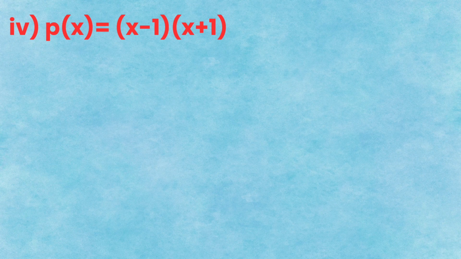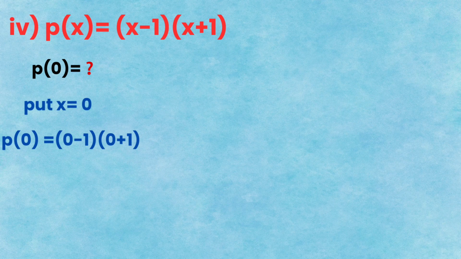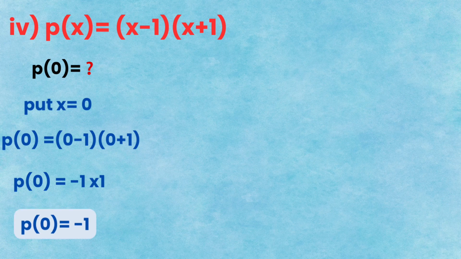The last polynomial is Px is equal to x minus 1 times x plus 1. First we find P0. For this, put x is equal to 0. Here the expression will be P0 equals to 0 minus 1 times 0 plus 1. Then this will be equals to minus 1 multiplied by 1. Then the value of P0 is minus 1.